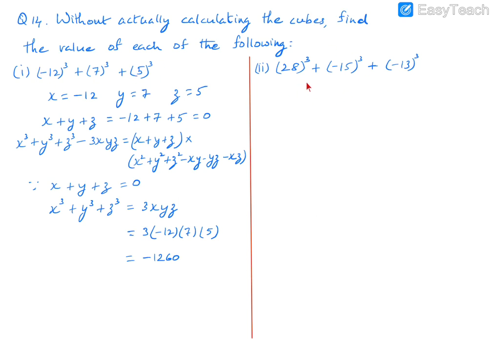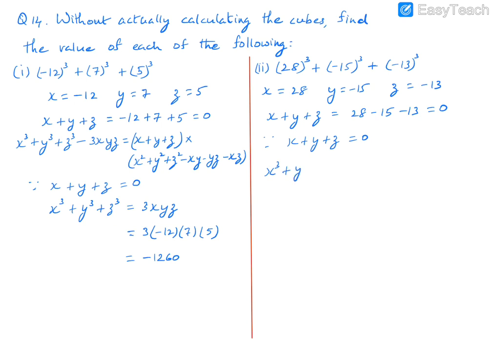Okay, so the second problem is something very similar. Again here we will notice that we have to calculate x cubed plus y cubed plus z cubed. In this case also we notice x is 28, y is minus 15, and z is minus 13. And we see that x plus y plus z is 28 minus 15 minus 13, which is equal to 0.